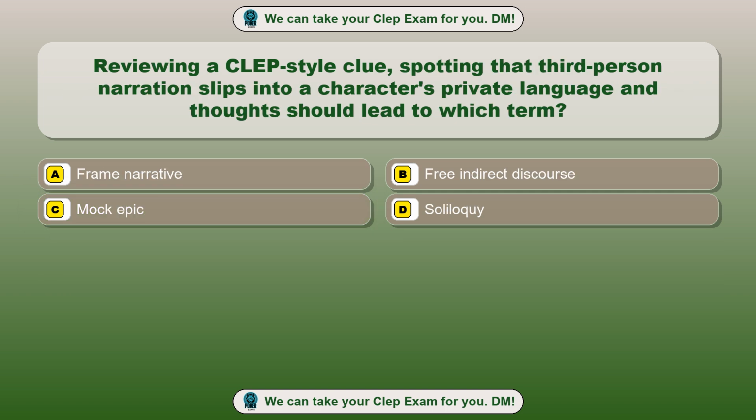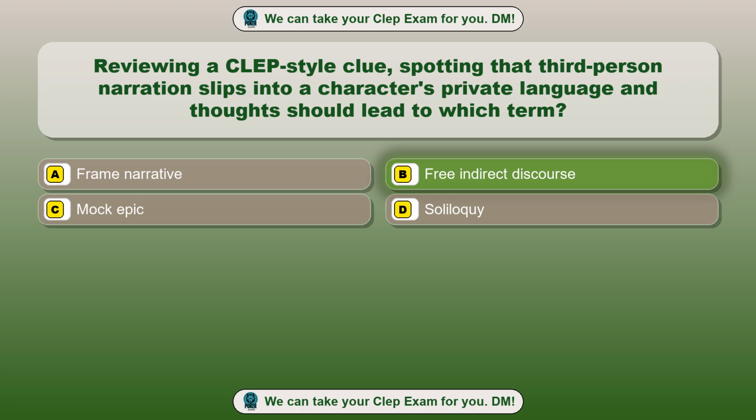Question 2. Reviewing a CLEP-style clue, spotting that third-person narration slips into a character's private language and thoughts should lead to which term? Option A. Frame narrative. Option B. Free indirect discourse. Option C. Mock epic. Option D. Soliloquy. The correct answer is option B.